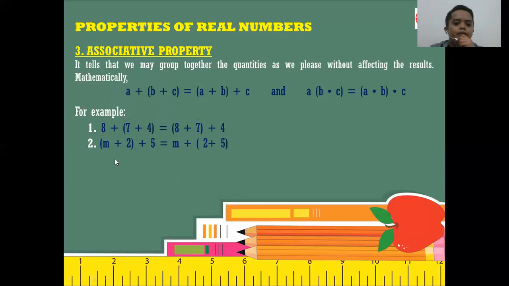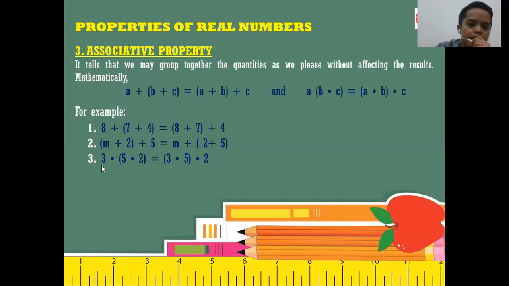Another example, the quantity of m plus 2 plus 5. So by associative, this m, 2, and 5 remain, only the parentheses move. So we group this one together. Okay, m plus 2, and then this time the 2 and 5 would group together. That is associative property.